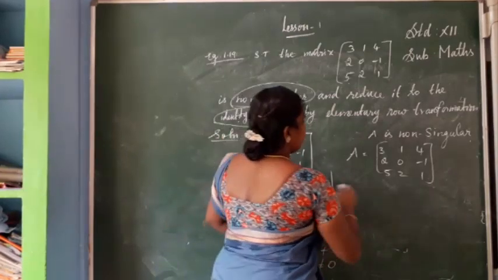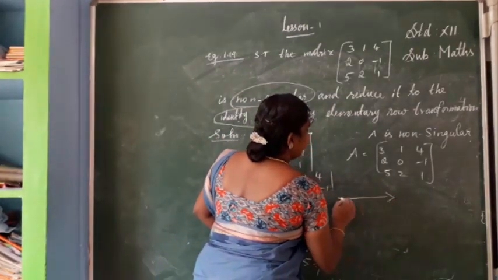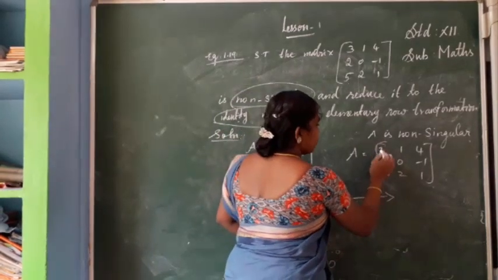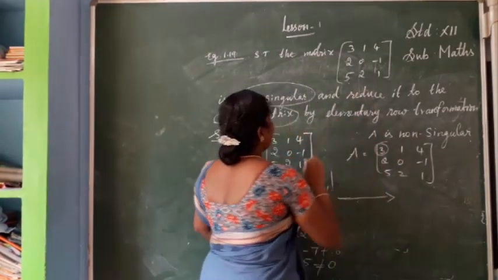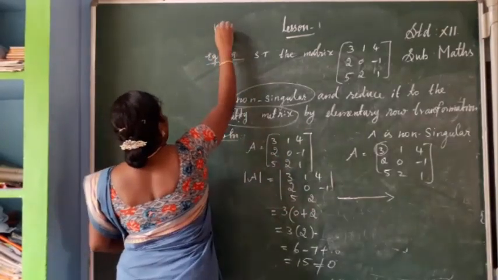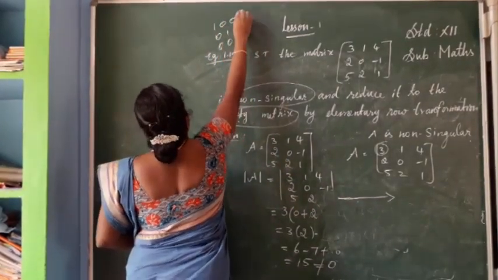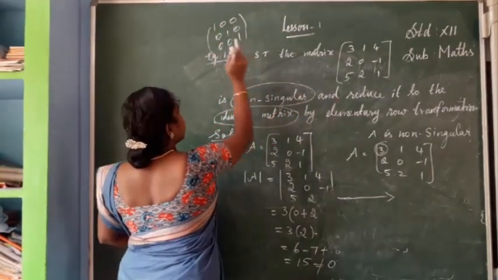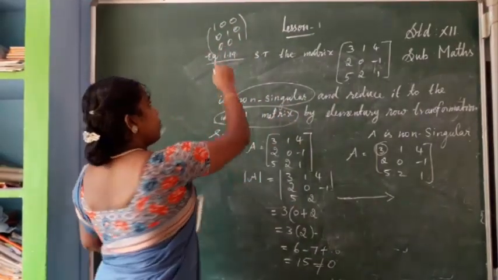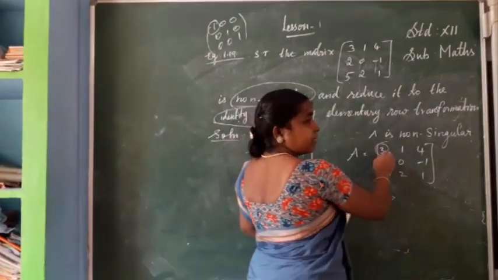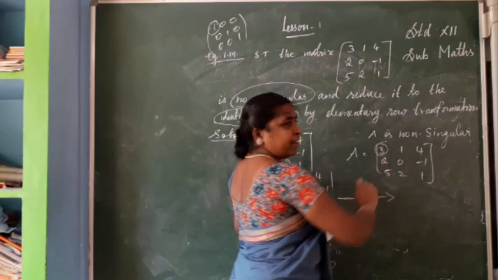Now you see what you have to do. Elementary transformation method we are going to use. First you have to convert it into the unit matrix, that is 1 0 0, 0 1 0, 0 0 1. So you have to convert the given matrix into this form. The first element needs to be 1, but here it is 3. So instead of 3 we need 1.